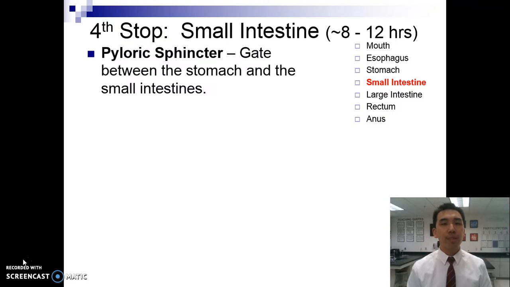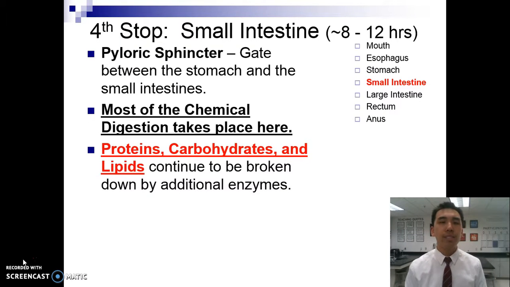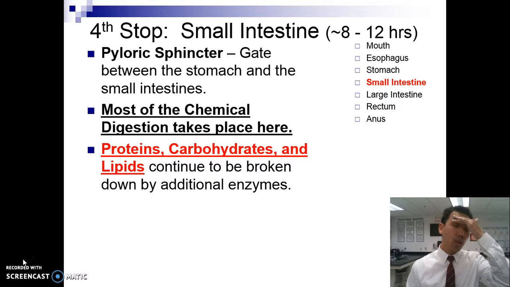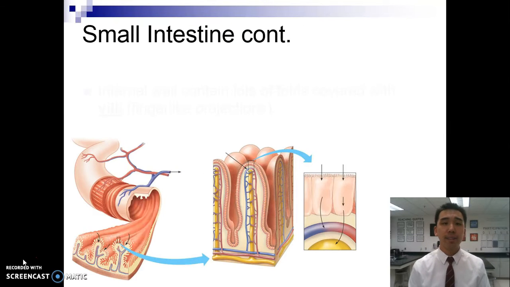Now, the pyloric sphincter is the sphincter between the stomach and the small intestine. Next, most of the chemical digestion happens in your small intestine. Now, what are broken down? Well, pretty much all macromolecules, specifically proteins, carbs, and lipids. In addition, we're going to talk about some accessory organs, like the liver and gallbladder, which secrete bile into your small intestine as well for fat breakdown.